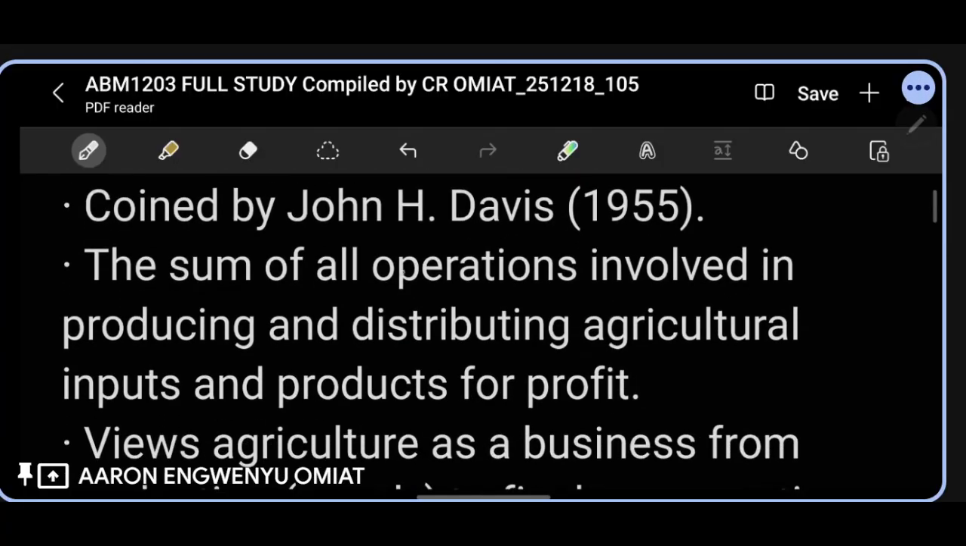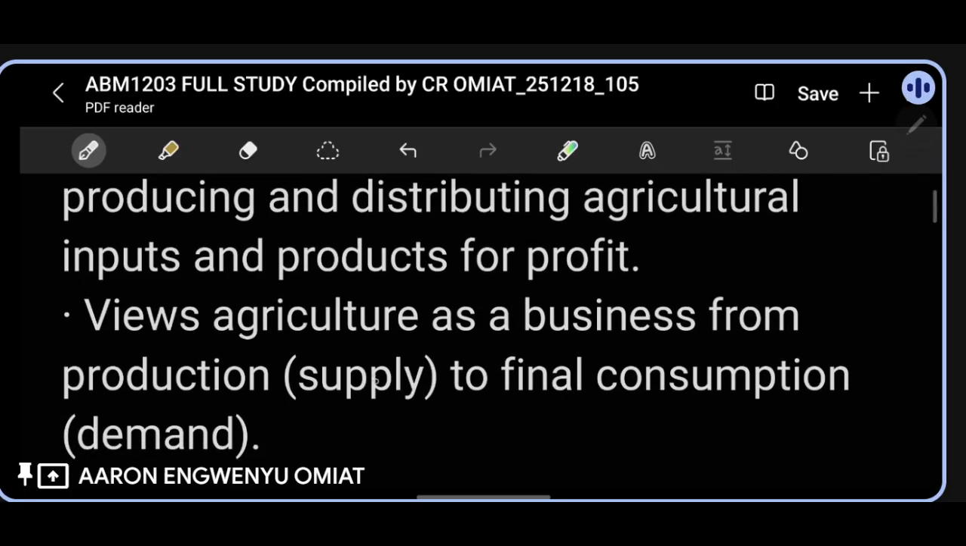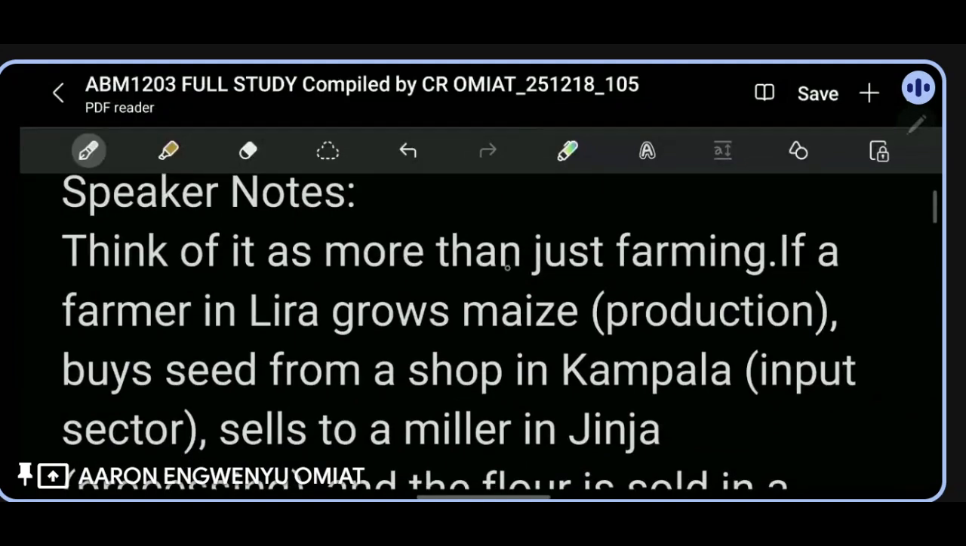So agribusiness is the sum of all operations involved in producing and distributing agricultural inputs and products for profit. It views agriculture as a business from production to the final consumption. That production is the supply, the consumption, that's the demand. So the whole thing for us as agribusiness, when we see agriculture, we say business. So you can think of it as more than just farming.